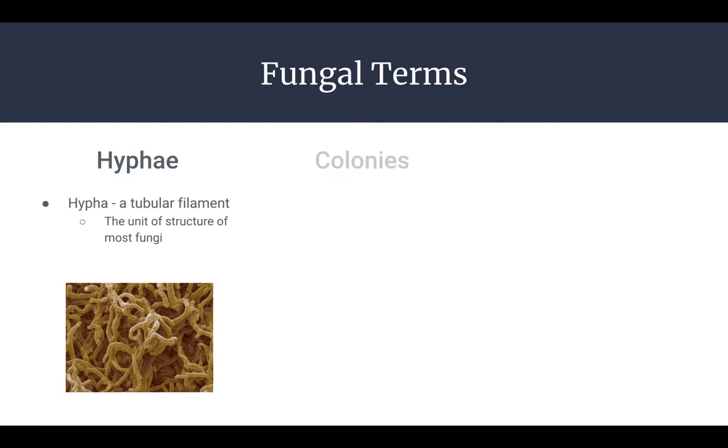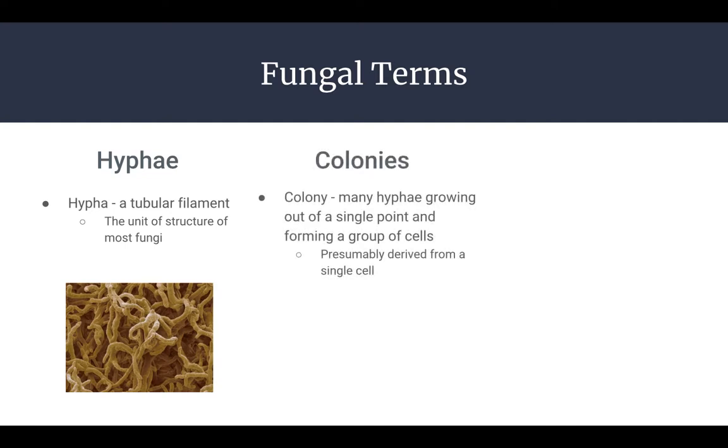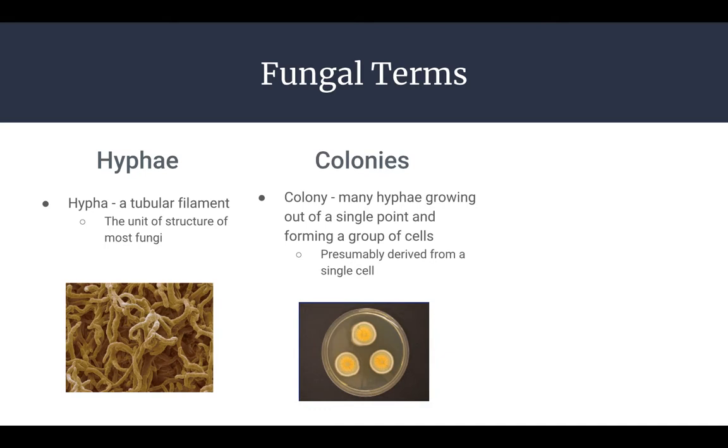To move on, we will need to learn a few key terms. First, the hyphae, or the hypha for singular, is a tubular filament that functions as a unit structure of most fungi. Here's what it looks like through a microscope. Next, a colony is a bunch of hyphae growing out of a single point. There is a pic of 3 colonies on a petri dish.